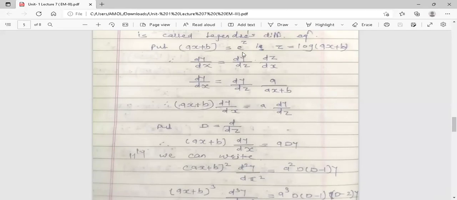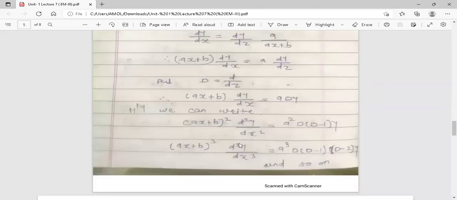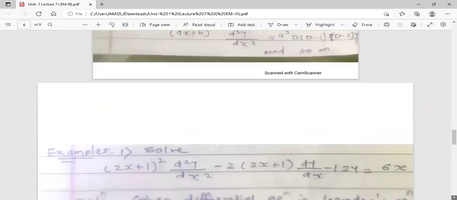Put ax plus b is equal to e raised to z, so that z is equal to log of (ax plus b). And how to replace the derivative terms? (ax plus b) into dy by dx is equal to a into Dy. (ax plus b) whole square into d2y by dx square is equal to a square into D(D minus 1) into y. Next is (ax plus b) whole cube into d cube y by dx cube is equal to a cube into D(D minus 1)(D minus 2) into y, and so on. Here in all the terms, that capital D is nothing but d by dz, like in Cauchy's equation. You remember here D is d by dz, because we are using the substitution ax plus b is equal to e raised to z.